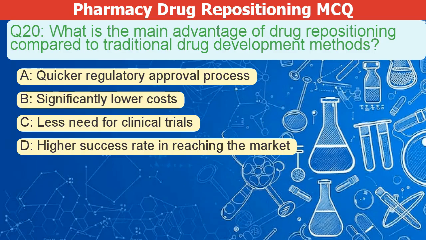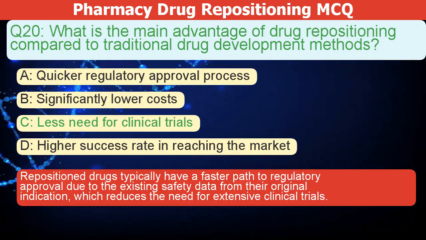What is the main advantage of drug repositioning compared to traditional drug development methods? A. Quicker regulatory approval process. B. Significantly lower costs. C. Less need for clinical trials. D. Higher success rate in reaching the market. The correct answer is C. Repositioned drugs typically have a faster path to regulatory approval. This is due to existing safety data from their original indication, which reduces the need for extensive clinical trials.